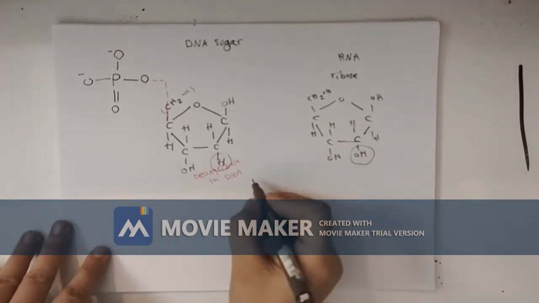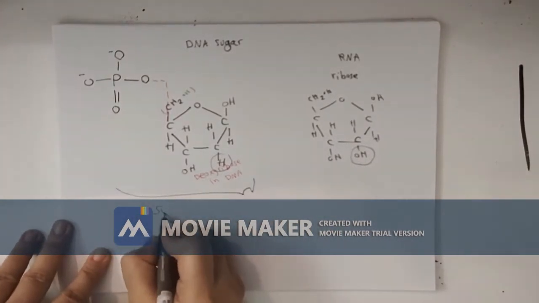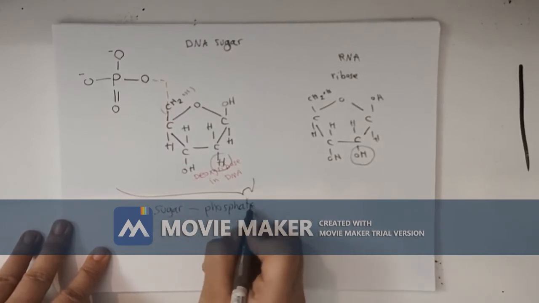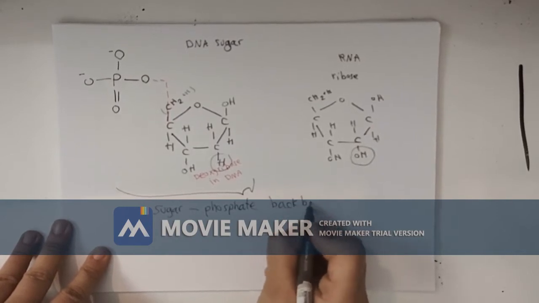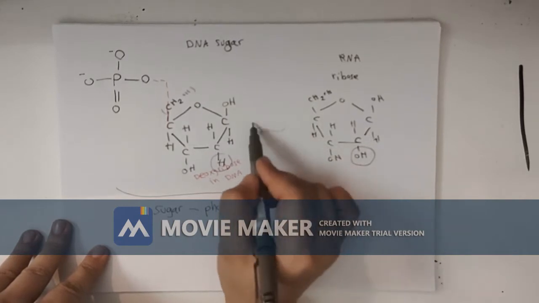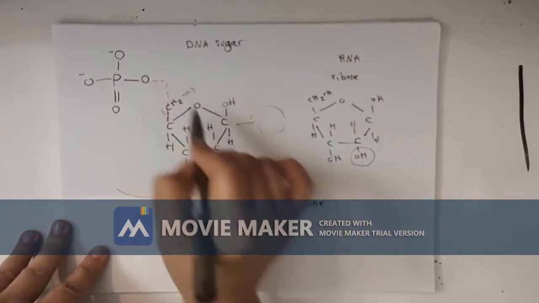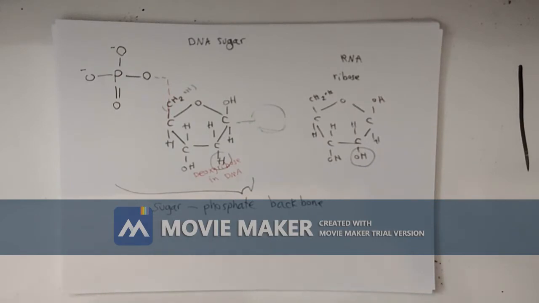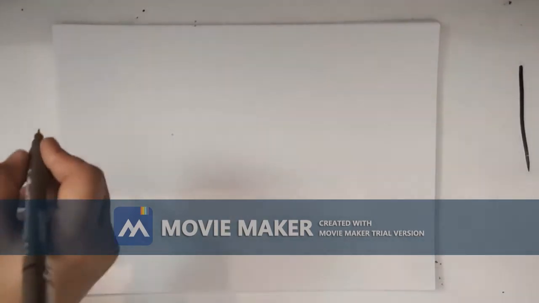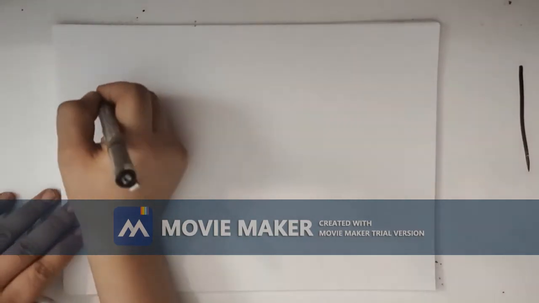This is called the sugar phosphate backbone. Now, what we are looking for is the base which is attached to this part of the sugar. Let's have a look at the different bases that we have in the DNA and also in the RNA. In DNA, we have 4 possible different bases that come into 2 different categories.